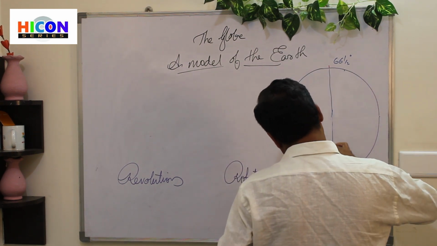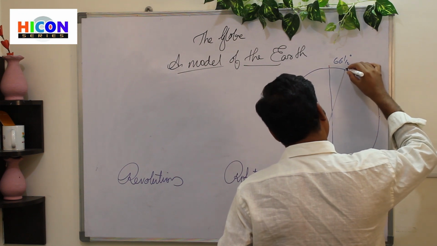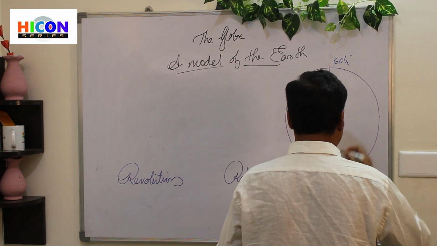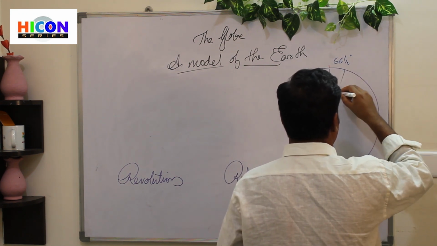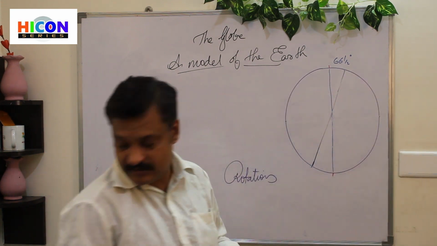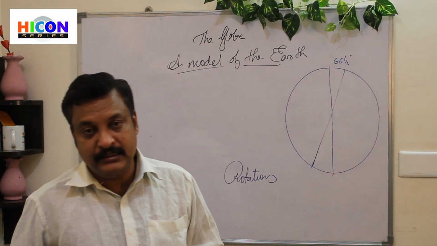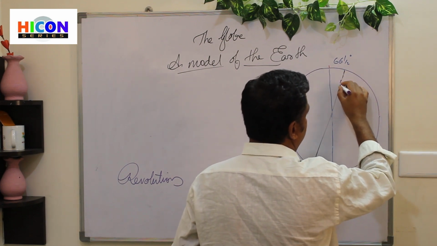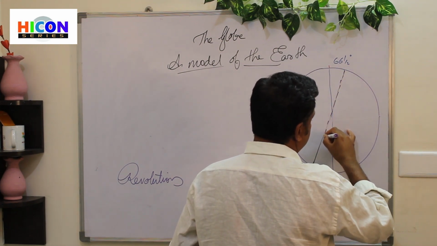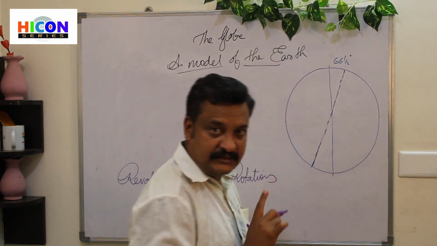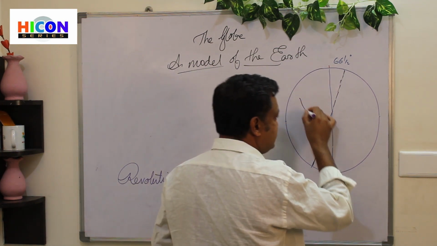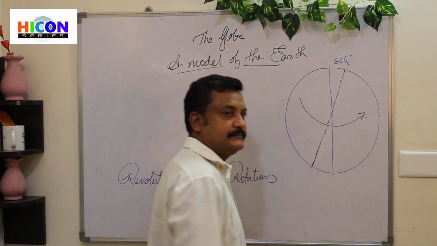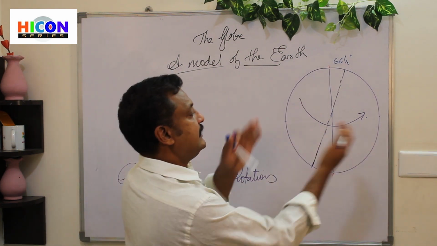It comes like this. So this is the angle in which we have this axis. And on this axis, the earth moves from west to east, in this direction.